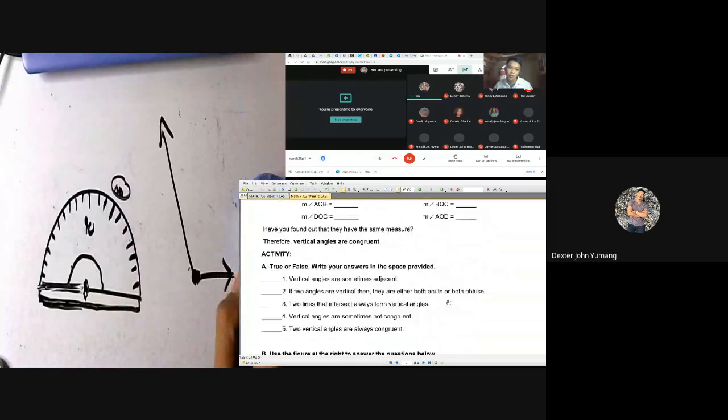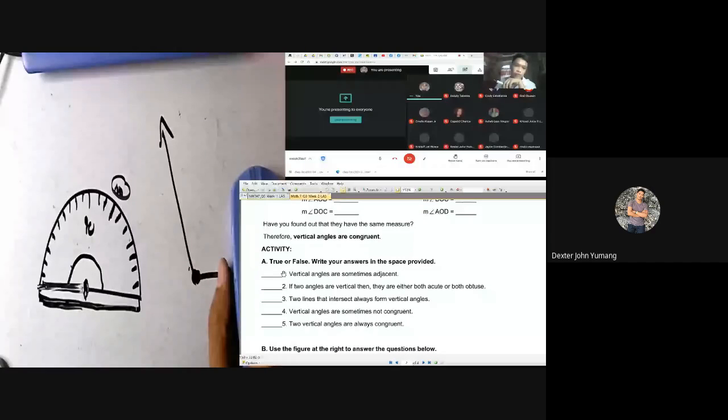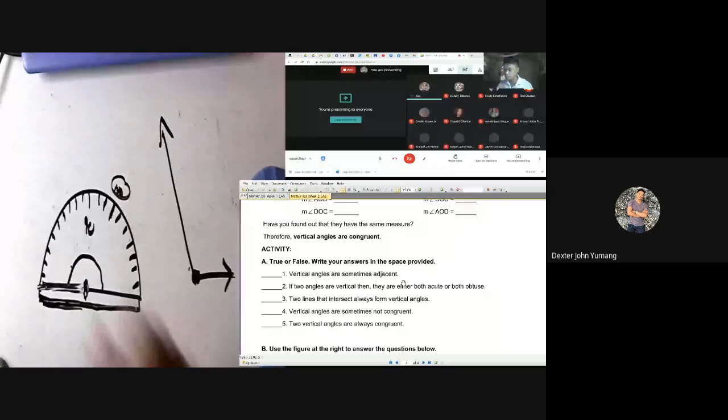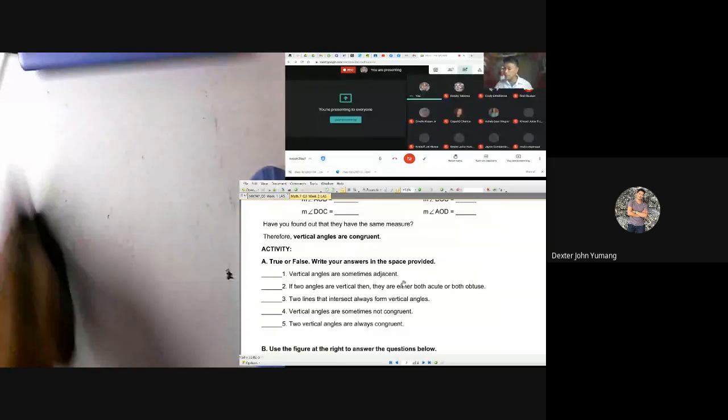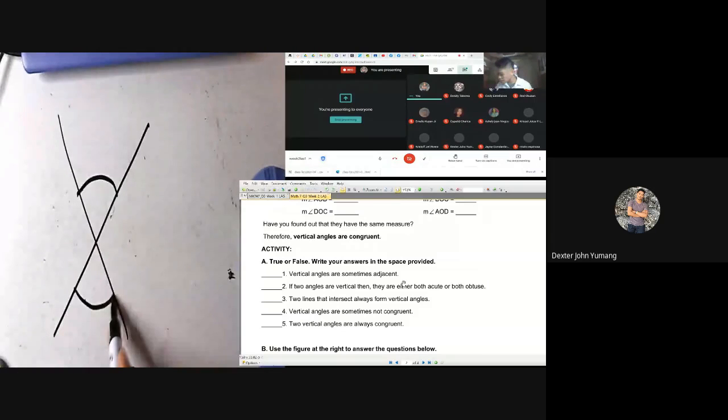for this activity, I would like you to write true or false given the statement. So, magiging true lang siya kung totoo yung statement. False naman po kapag mali. Okay. Vertical angles are sometimes adjacent. When you say adjacent, magkatabi. So, balikan po natin. Sinabi ko kanina, ang vertical angles magka-opposite. Hindi po sila magkatabi. Now, write your answer for number 1. Is it true or false? Write your answer. Do not reveal the answer yet. Just write your answer. Last number 2, for week number 2.